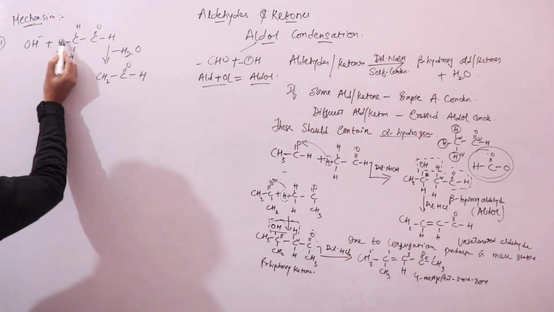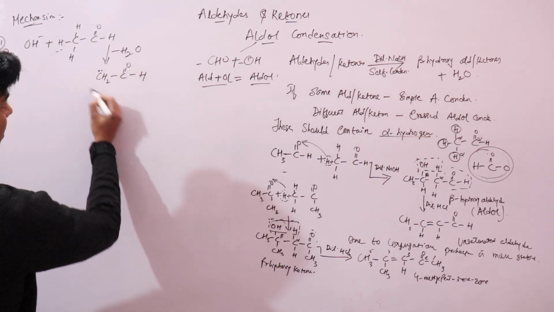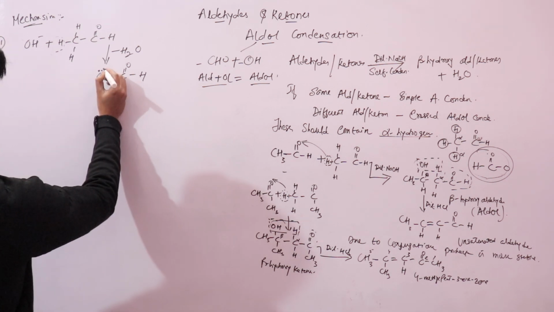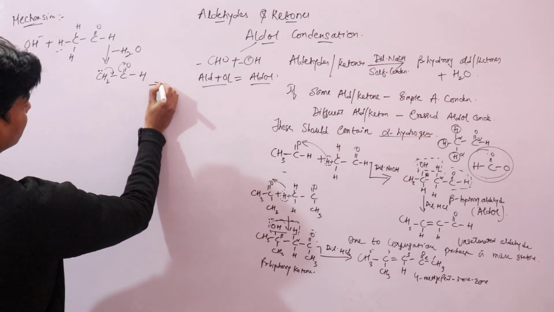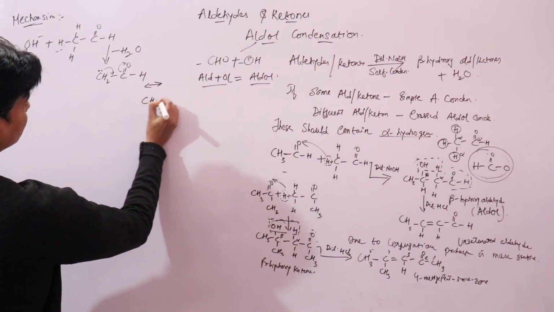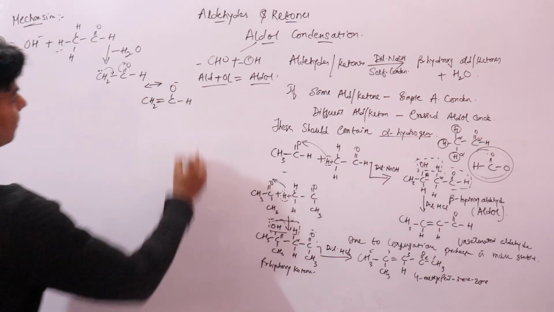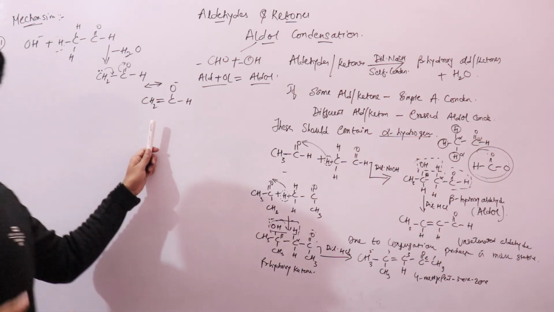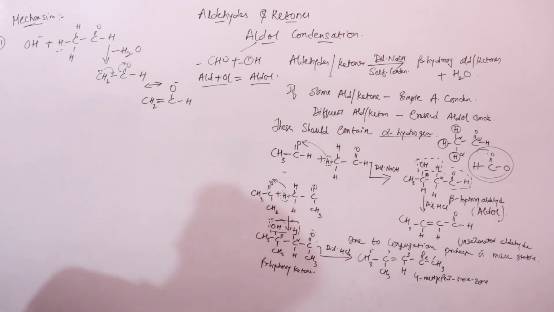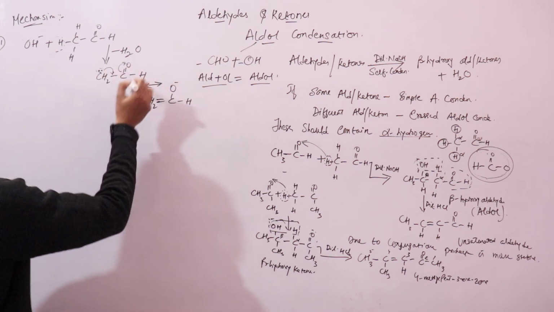When it departs, it will leave the bond pair of electrons with it. Now this is stable due to resonance. If you look at this, this will move to here, so it will form CH2 double bond CO minus. This is your enolate ion, which is more stable due to resonance, because this pair of electrons will move. And the other form is this.